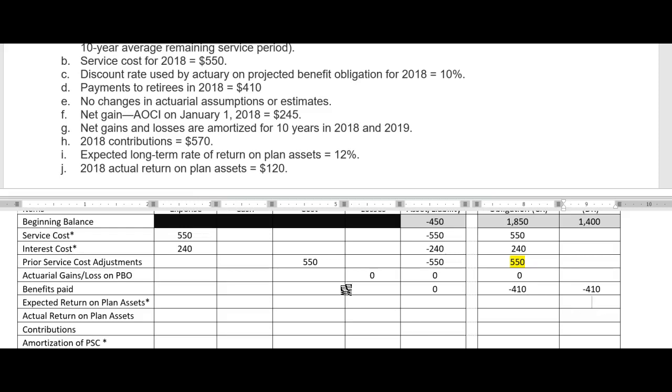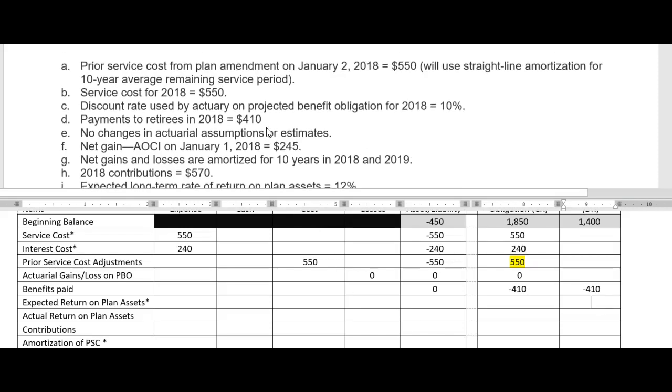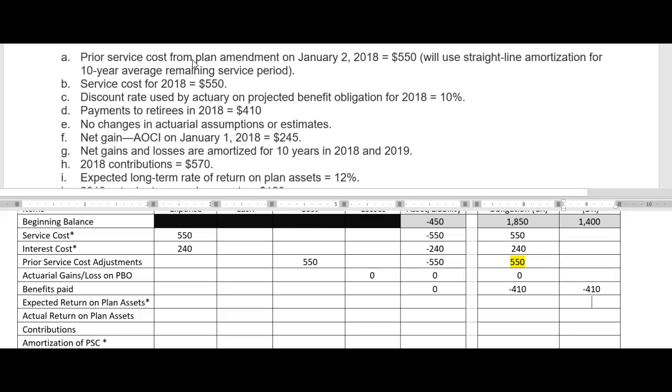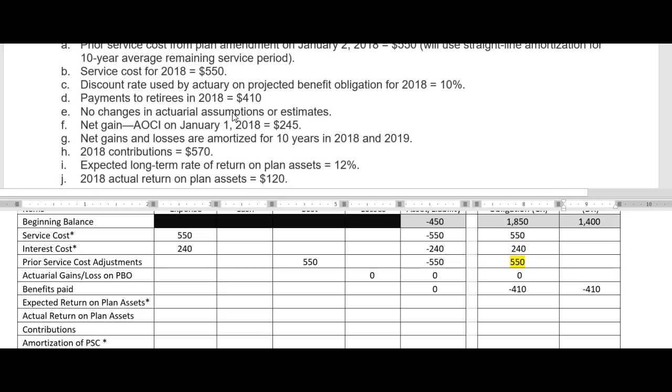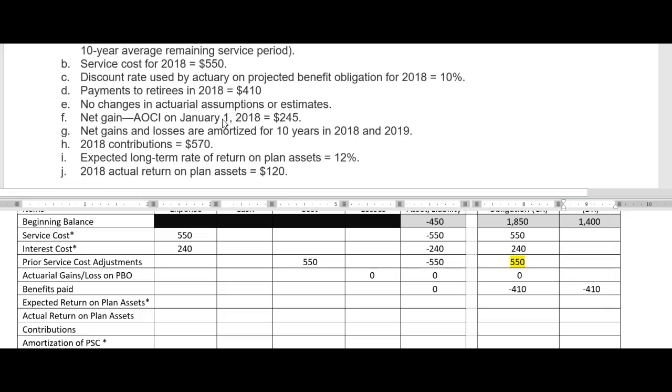So let's go up here and look in 2018 and find what our expected return was. We've already talked about the service cost and the prior adjustment. We talked about the discount and the payment. We've already discussed this. So let's go down. Do we have anywhere where it says an expected return? Oh, there it is. Expected long-term rate of return on plan assets. Again, we have to get this from the actuary or the plan trustee. That tells us that our expected rate of return is 12%. So how do we calculate it? Well, anytime you do that, you take your beginning balance, because that's what you had to start with, and you multiply it by what your expected return is.